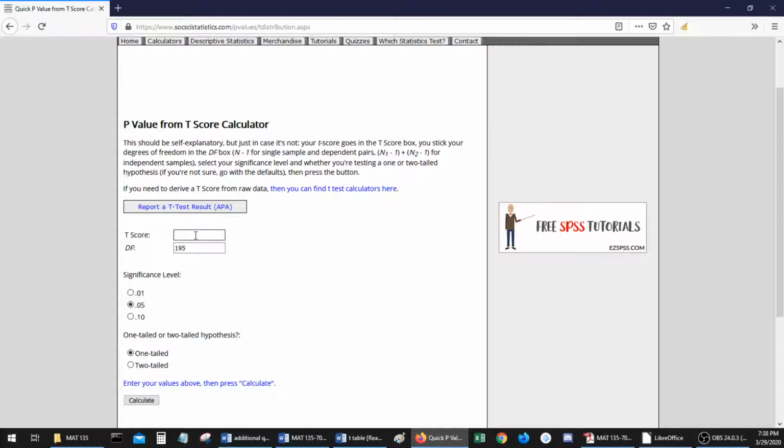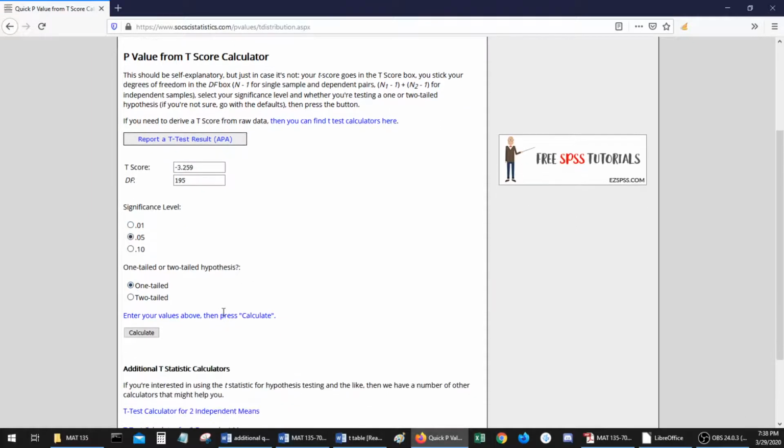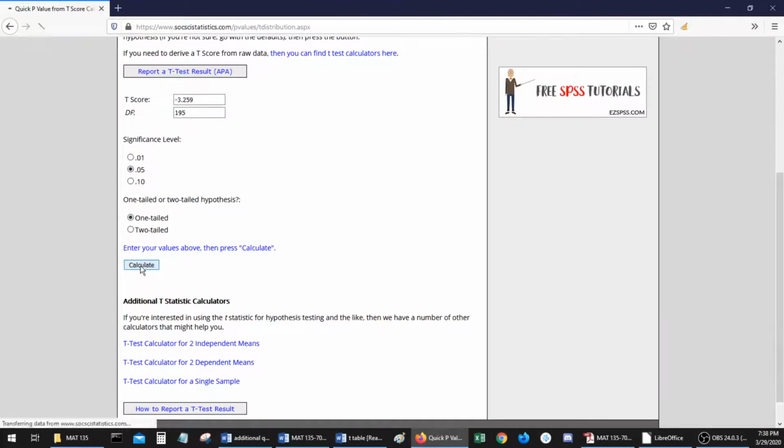T-score, that is our test statistic. And I'm going to go ahead and put in a couple extra values, negative 3.259. That should be enough. Negative 3.259. 5% one tail because we were less than. And that's it.